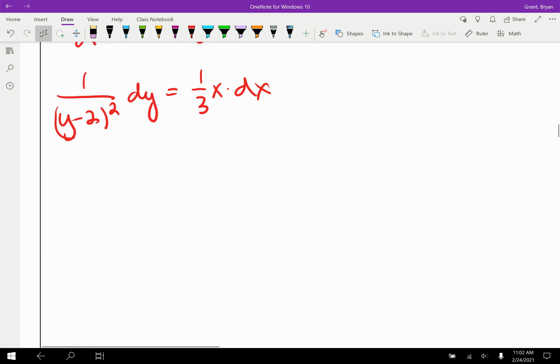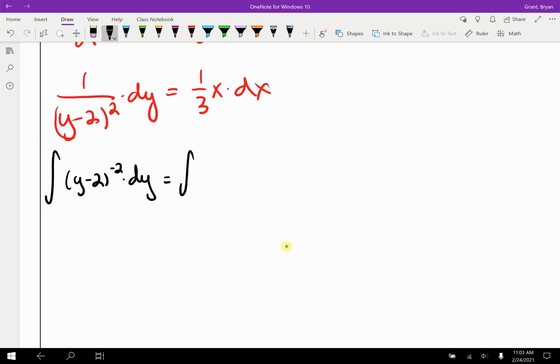Now, we do need to take the antiderivative of each side to get rid of those dx's and dy's. So you can just slip an integral symbol in here. There's nothing wrong with that. I'm going to rewrite it though, because I know that I'm going to have to rewrite this expression anyways as y minus 2 to the negative second.